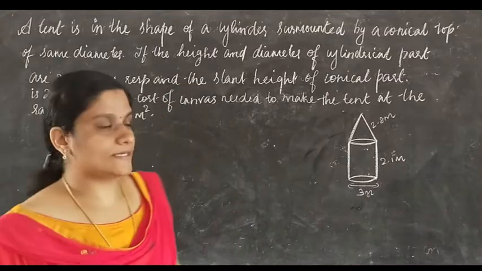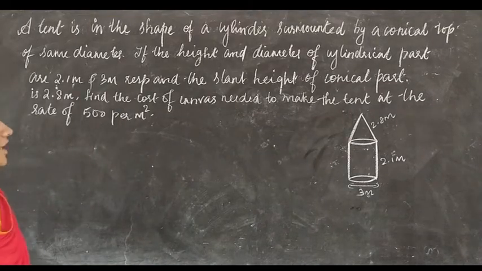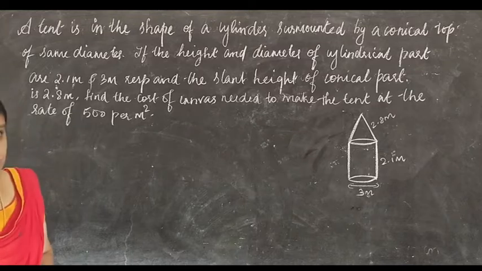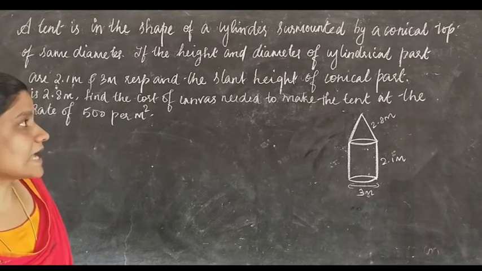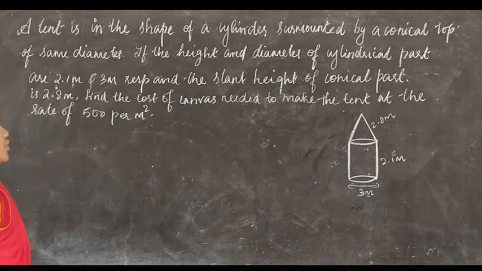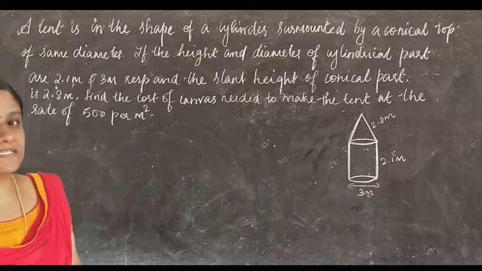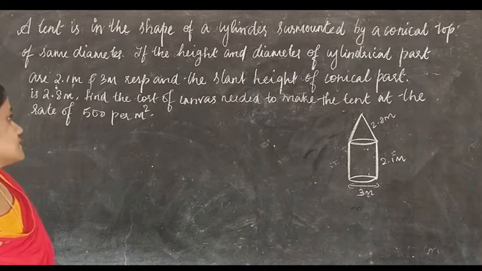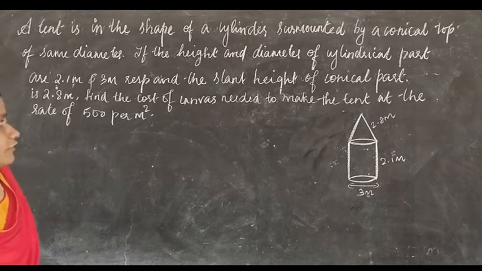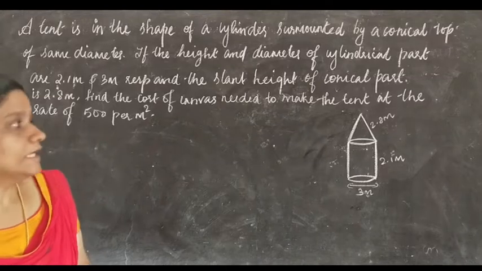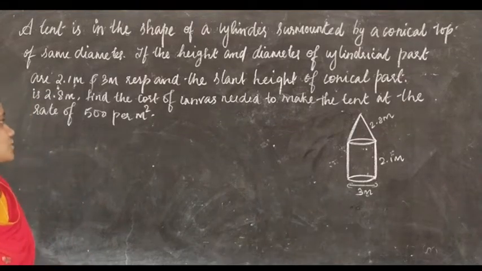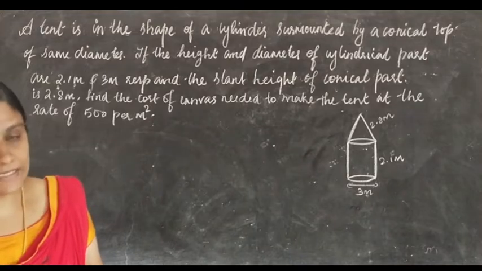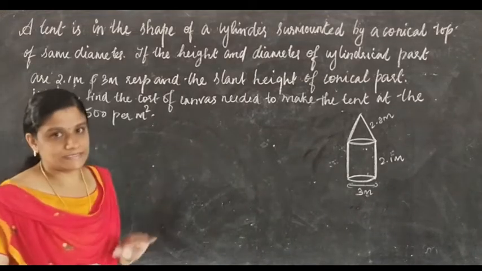The next question. A tent is in the shape of a cylinder surmounted by a conical top of same diameter. If the height and diameter of the cylindrical part are 2.1 meter and 3 meter respectively, and the slant height of the conical part is 2.8 meter, find the cost of canvas needed to make the tent at the rate of rupees 500 per meter square. Yes, children. So this is the question.